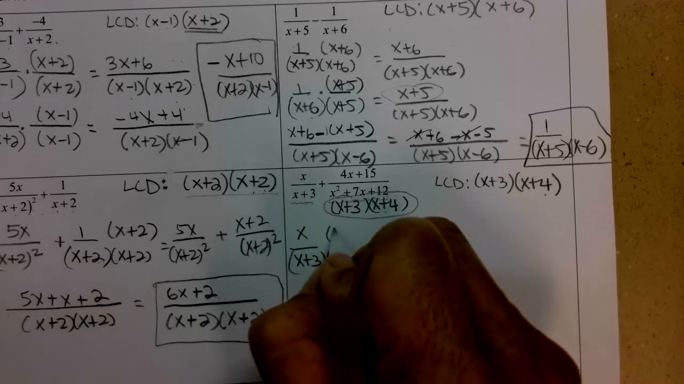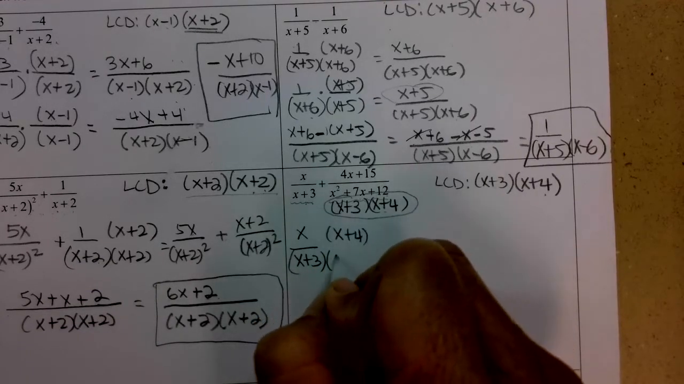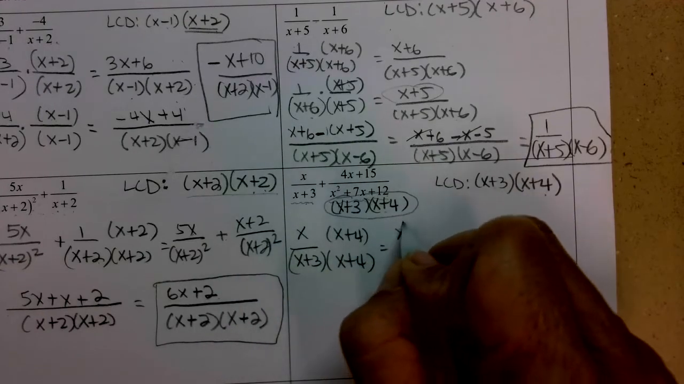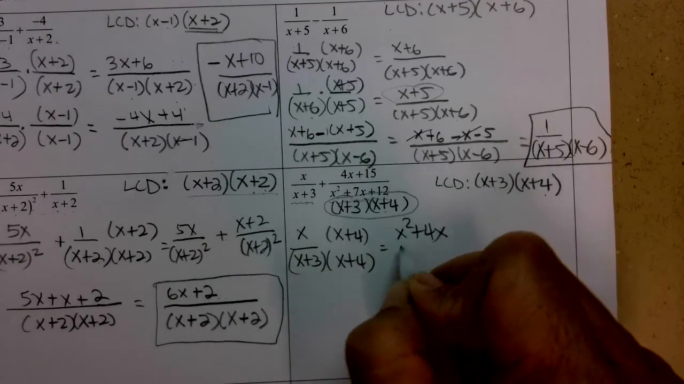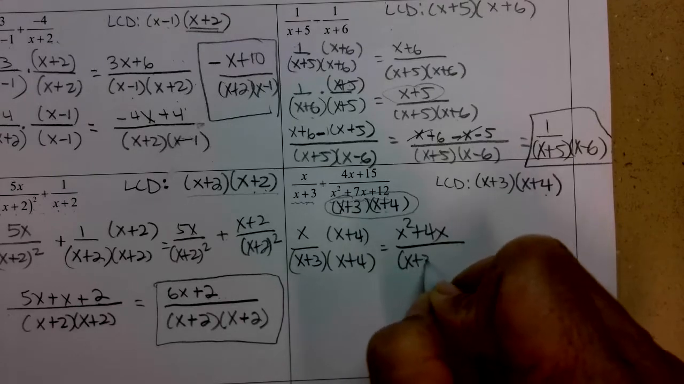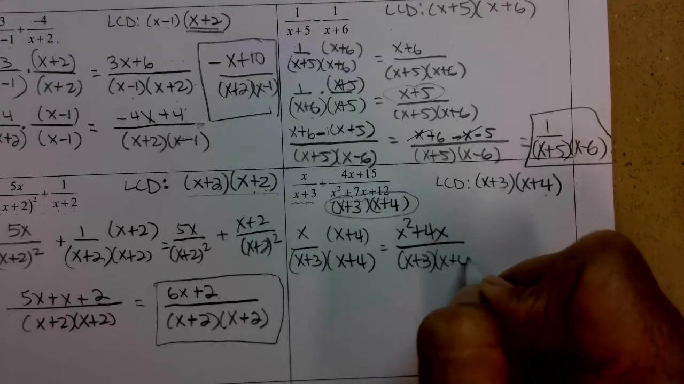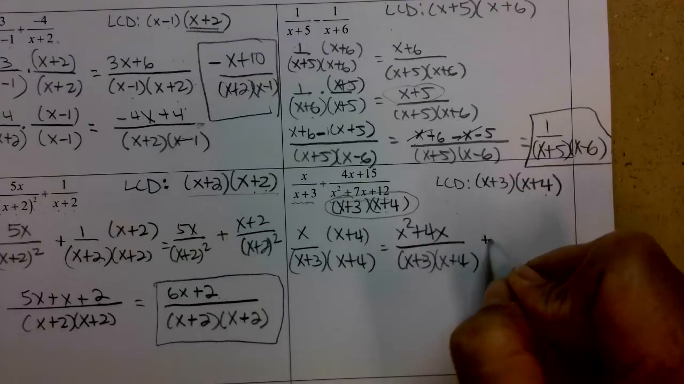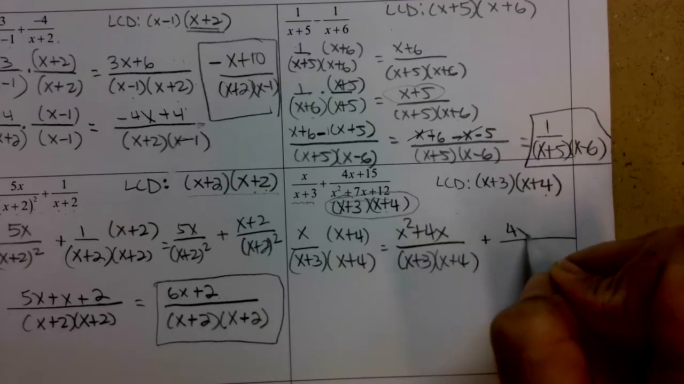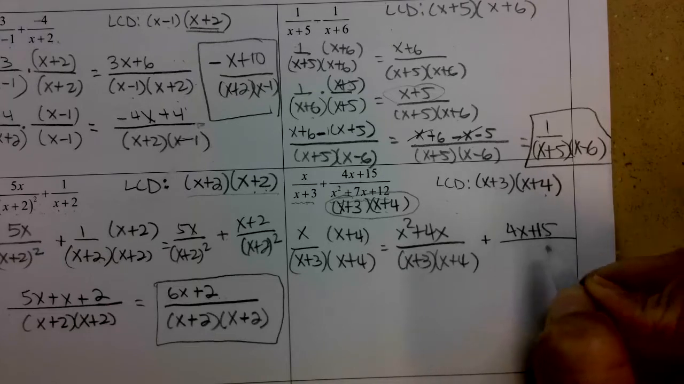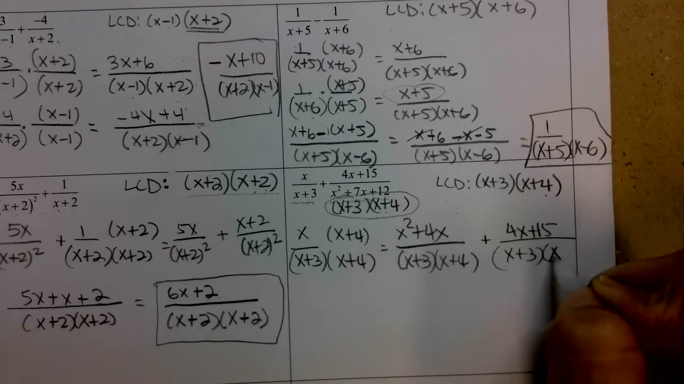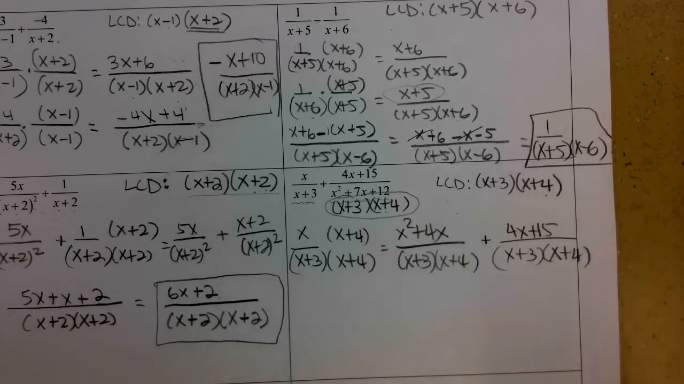Multiply top and bottom by the missing factor, x plus 4. Go ahead and multiply across the top, so x squared plus 4x, and then your denominator. Second fraction doesn't need any help. I'll just copy that down to save myself some space. So 4x plus 15 over x plus 3, x plus 4.